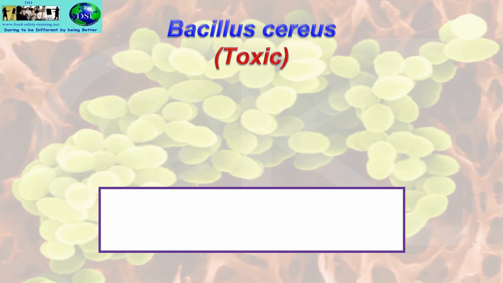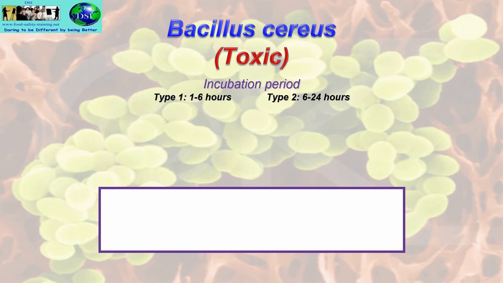Bacillus cereus, again, this is another toxic one, so it produces a poison which causes the problem, not the sheer numbers of bacteria that's ingested. This is known as the rice poisoning bacteria. If you've ever had food poisoning after eating takeaway rice or cooked rice yourself and didn't cook it properly, it could be this is the causative agent.